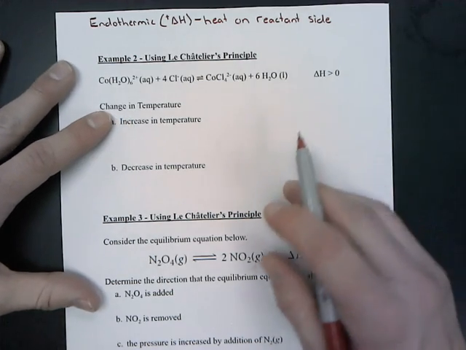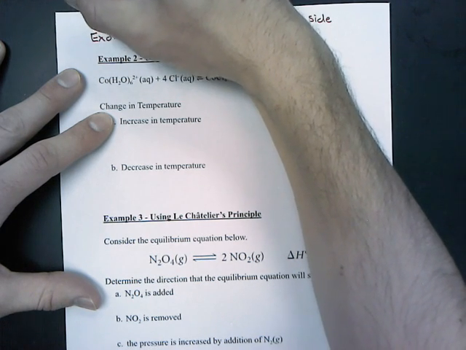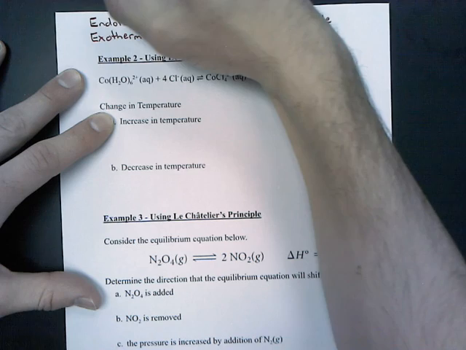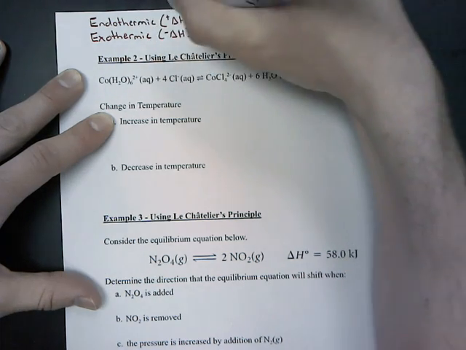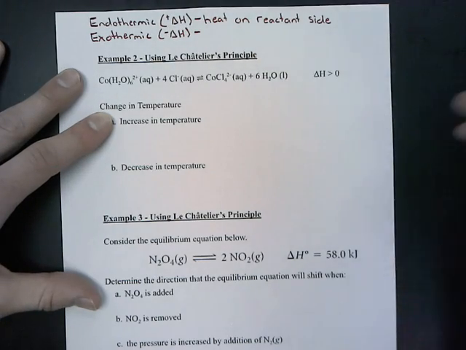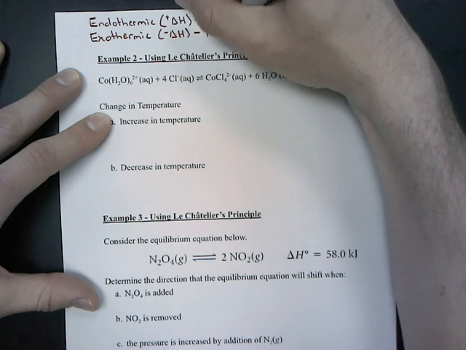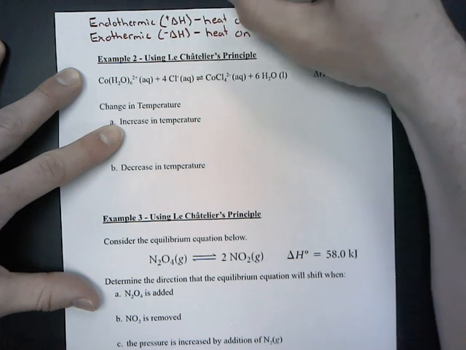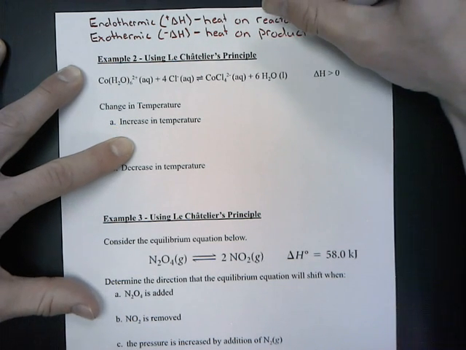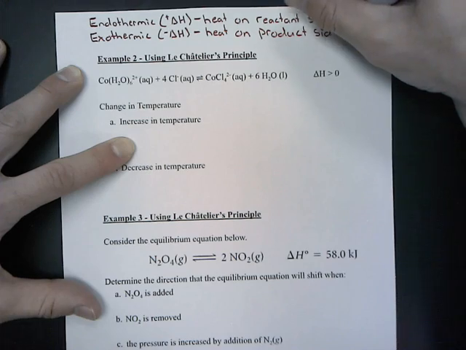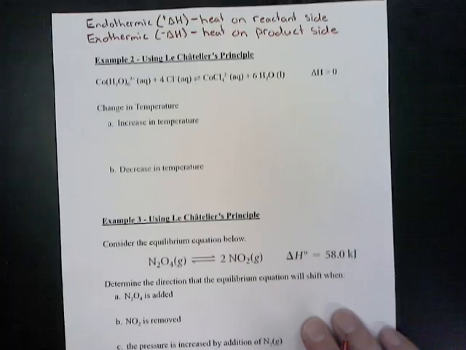Now, if something here is exothermic, that means that we have a negative delta H, and this means we can consider heat to be on the product side. Now, we can't say these things are reactants or products because they're not, but we can consider them to be on one particular side, either the reactants or the products.